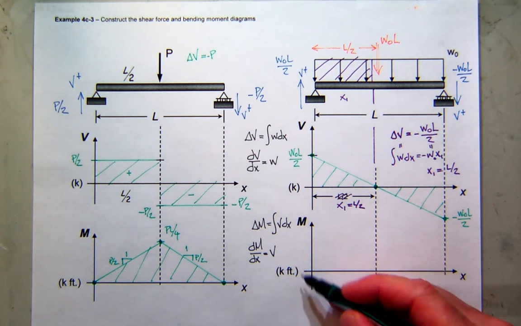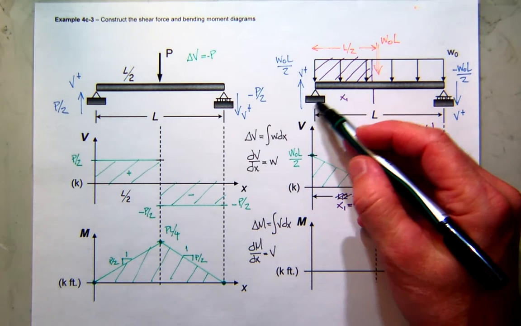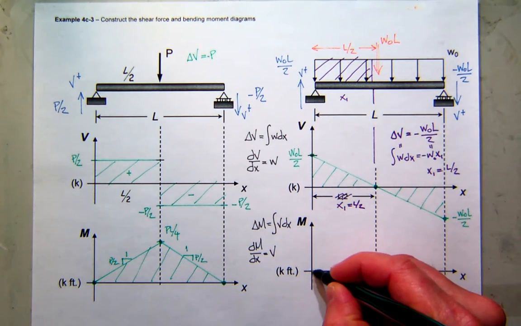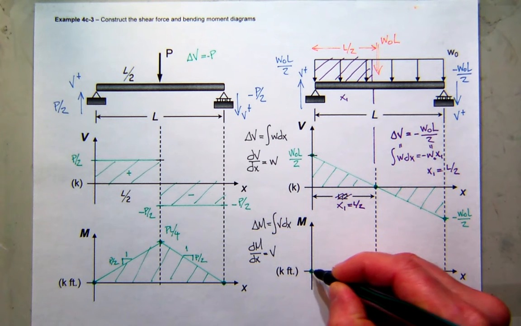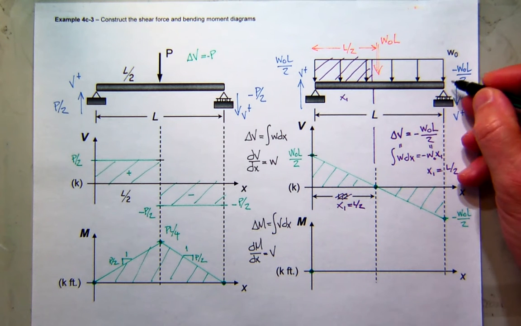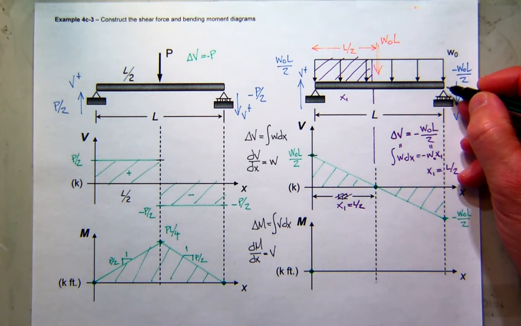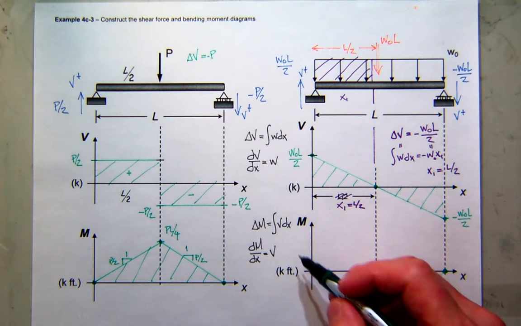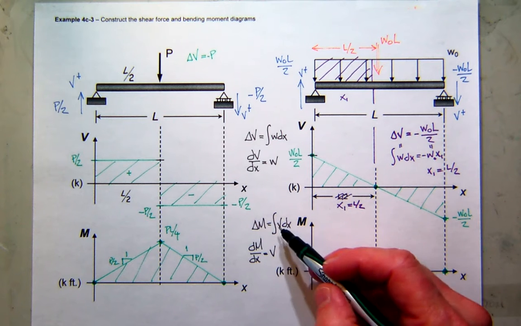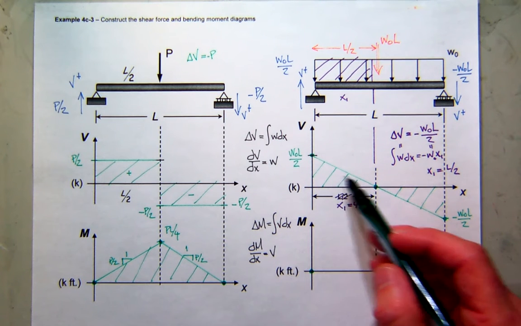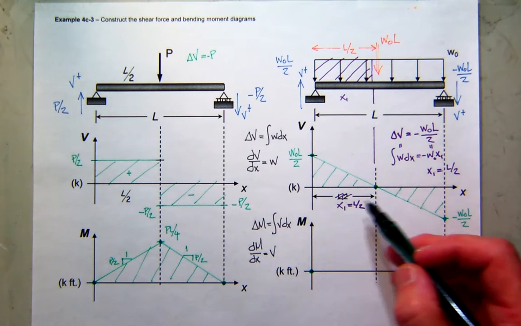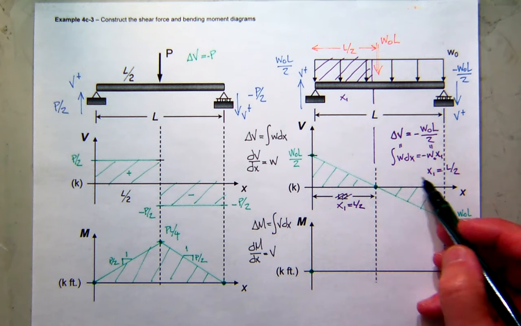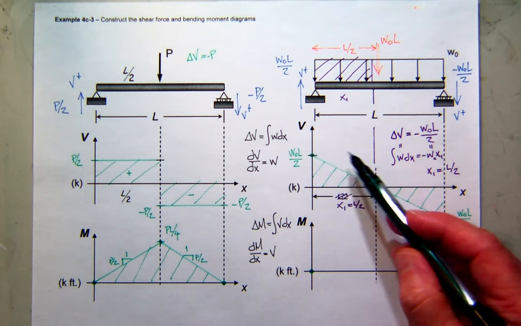So looking at the left side, what's the moment at pin? 0. On the right side, do we know the moment here? Sure, it's also 0. Now, I'm going to build my moment diagram by looking at my shear diagram. You see my shear diagram is in 2 pieces, and those pieces are both length L over 2. So I'm going to build the first part here.